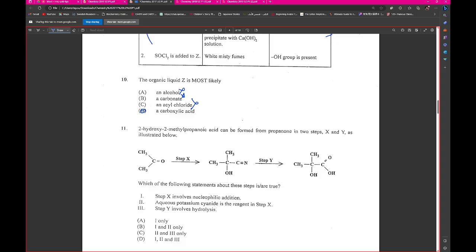2-hydroxy-2-methylpropanoic acid can be formed from propanone in 2 steps, X and Y, as illustrated below. So wonderful steps. What is that? Oh yeah, that makes sense. Alright, so that makes sense. Which of the following statements about these steps is or are true?